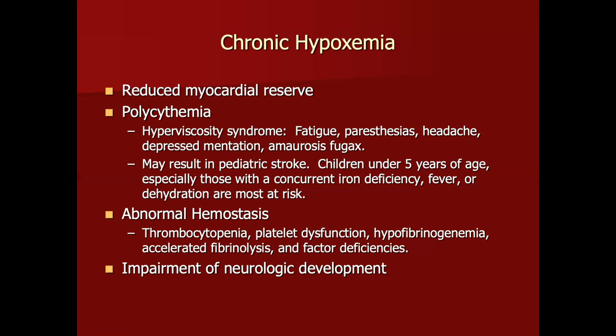It's important to minimize NPO times to prevent preoperative dehydration because these patients will likely be, to some degree, polycythemic. Patients with chronic hypoxemia also have abnormal hemostasis. They may have normal platelet count, but they will have platelet dysfunction. The most common laboratory abnormalities are abnormal PT and PTT associated with fibrinolysis and hypofibrinogenemia.